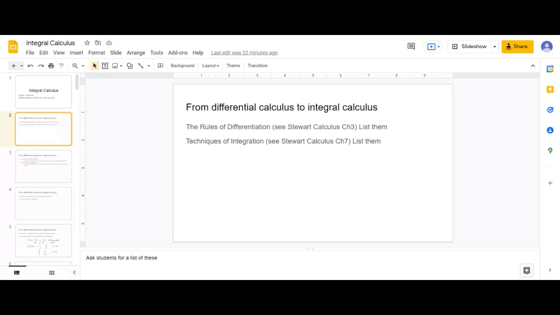So can anyone list some or all of these? What are the rules of differentiation? Right, we have to know those before we can do it in reverse. Let's see. Yeah, the power rule, that's simple. Chain rule, yes, that's a good one. Quotient rule, yes. One more important one. Product rule. Yes, I would have also accepted implicit differentiation, which is kind of like the chain rule, and I would have also accepted logarithmic differentiation.